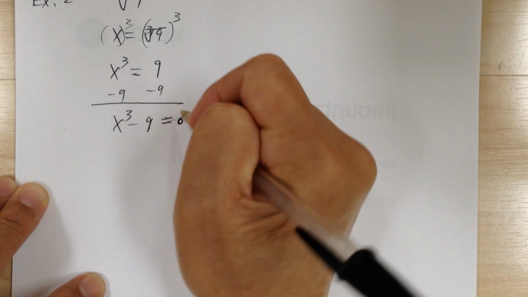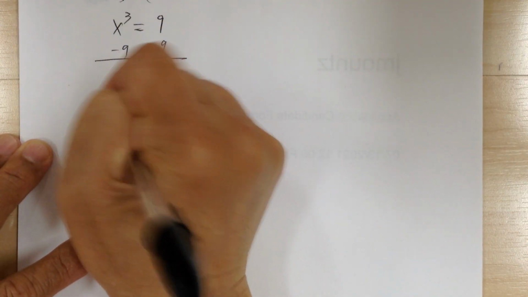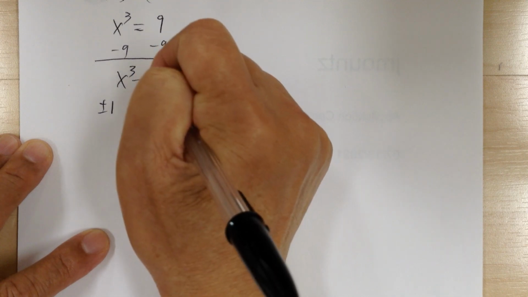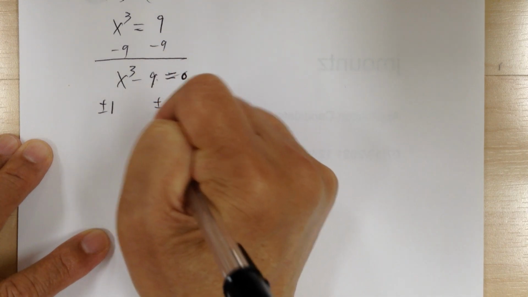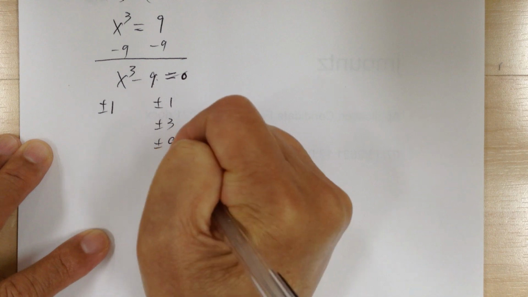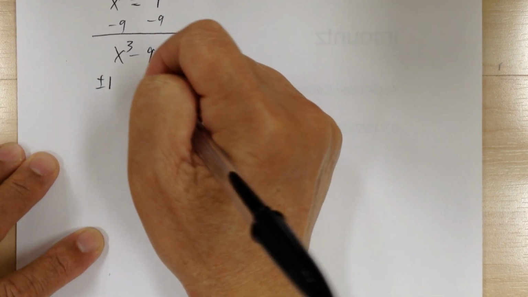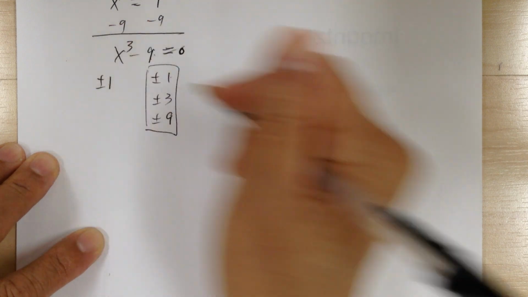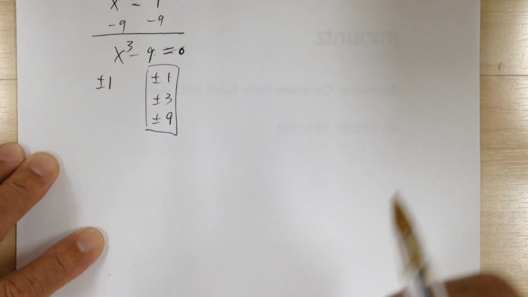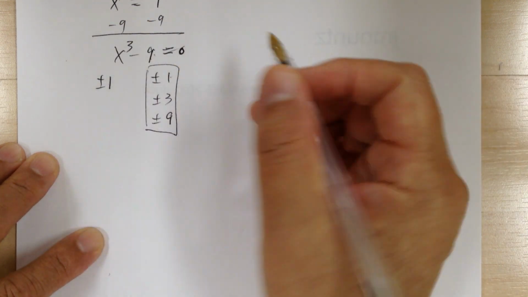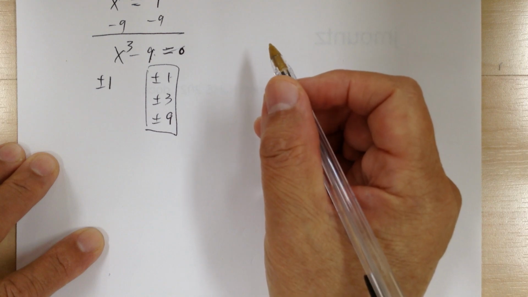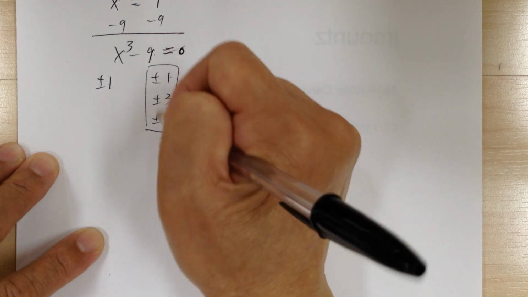Okay, and again, you compile your list. So it would be plus or minus 1, plus or minus 3, plus or minus 9. Okay, so these are the numbers that you need to try. Okay, right? Because this over this will be the same. Now again, remember, synthetic division and evaluation are interchangeable, right? So these are all the possible rational roots.